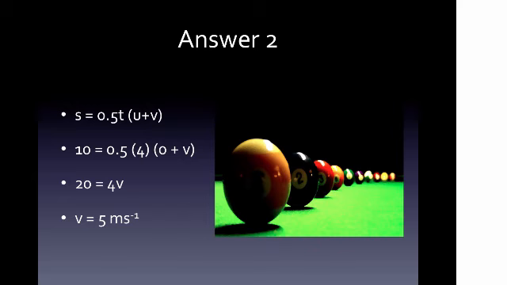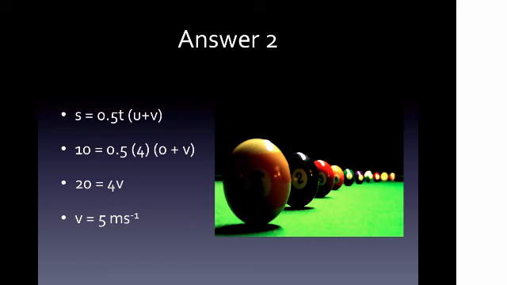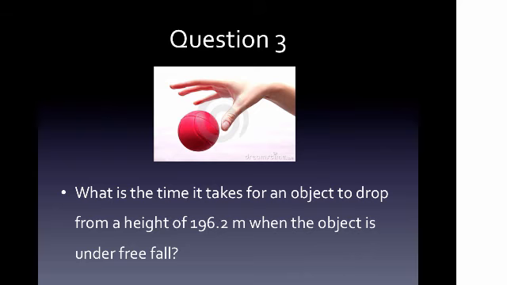A very simple problem where we can find the final velocity from just a few pieces of information such as the distance traveled and the time traveled.